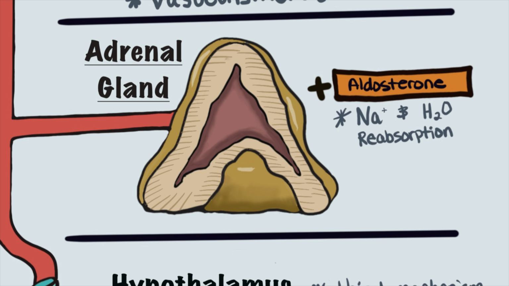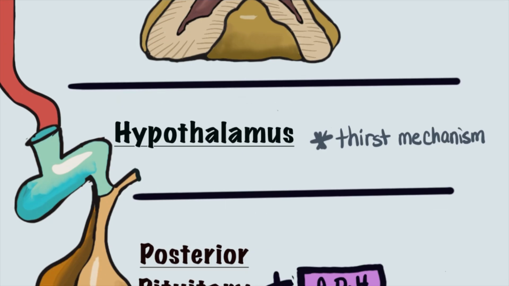Aldosterone will tell the kidneys to keep sodium, and it will cause the body to keep water because of reabsorption and because of osmosis. Remember, water wants to follow the salt, and if the body is retaining salt, then it will also retain water, thus increasing fluid volume and blood pressure. So this is just another way of how angiotensin 2 works.